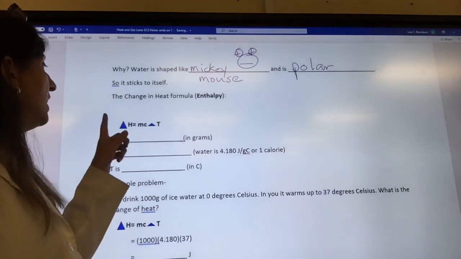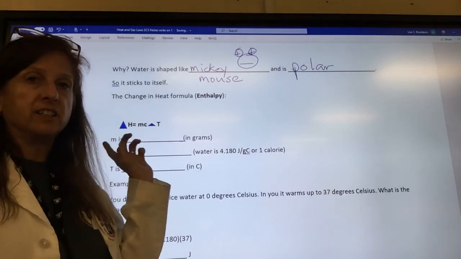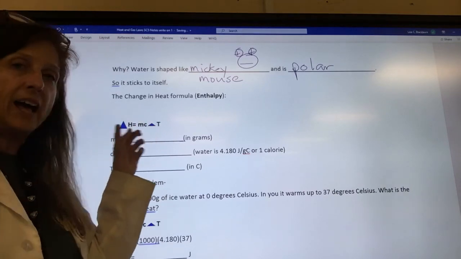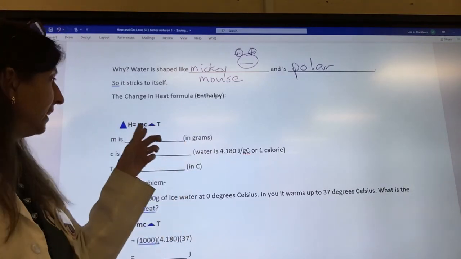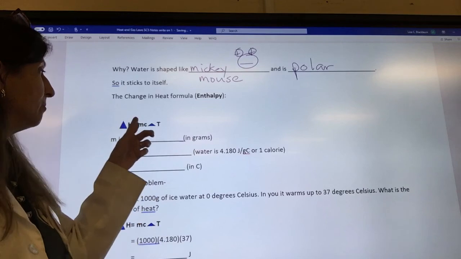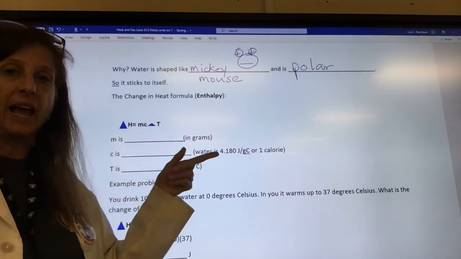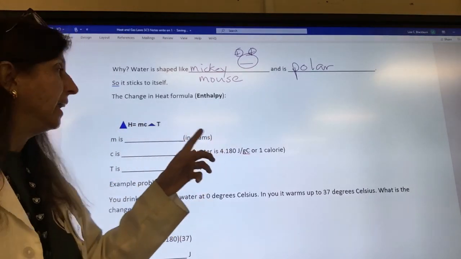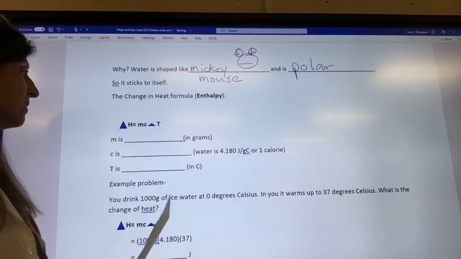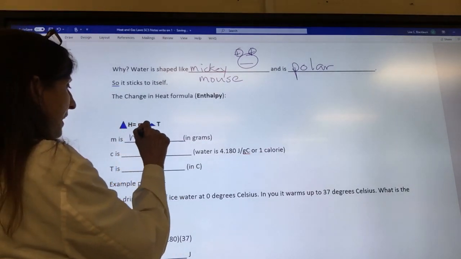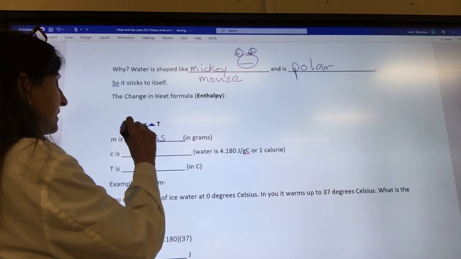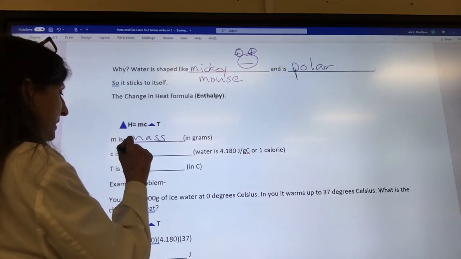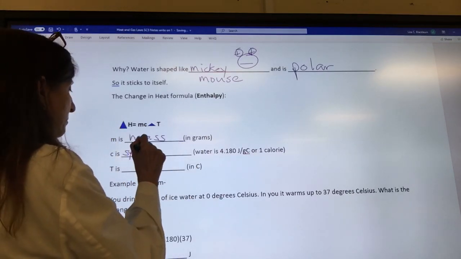Go with it. All right, so triangle H, the change in heat, is equal to, I say it's cat. See how it looks like cat? MC delta T. It looks like it's saying cat. What's the formula for heat? Cat. And that is, M stands for mass, and mass is in grams. C, we already know, is the specific heat. You look it up in tables.